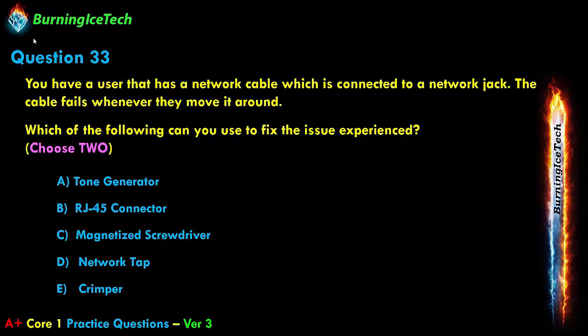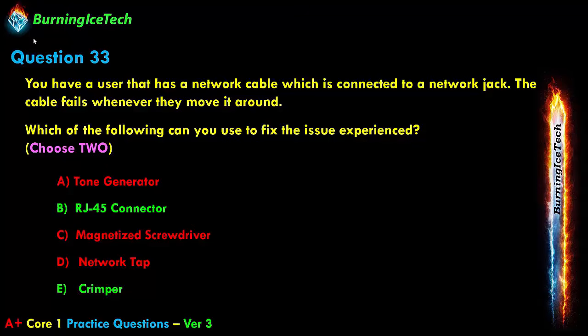Answer C, a magnetized screwdriver. That's got nothing to do with this. Answer D, a network tap. Also got nothing to do with this. And in answer E, a crimper. Yes, a crimper is the actual hand tool you use to get that transparent RJ45 connector onto your network cable.